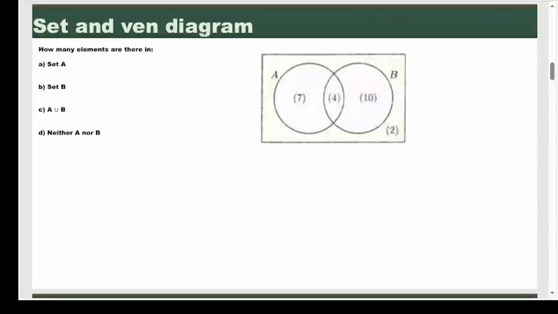Here we have a Venn diagram, and any number here is the number that we have for that set. And this region here means neither A nor B.